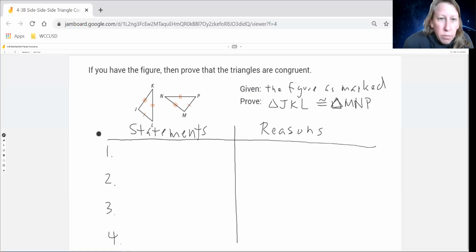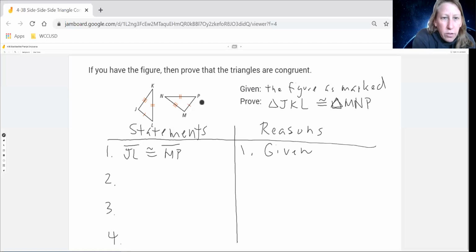The first statement I'm going to look at, I'm going to see line segment JL and line segment MP have the same mark. So line segment JL matches up, is the same size and shape as line segment MP. How do I know that? Because it was marked. They have the same mark on them, so that's given in the figure.